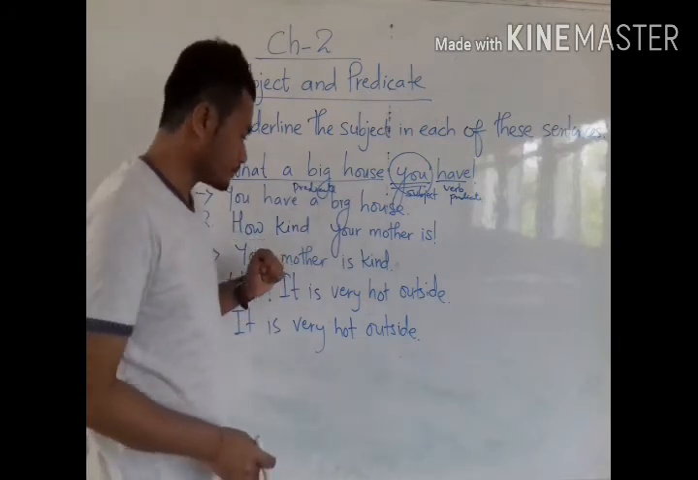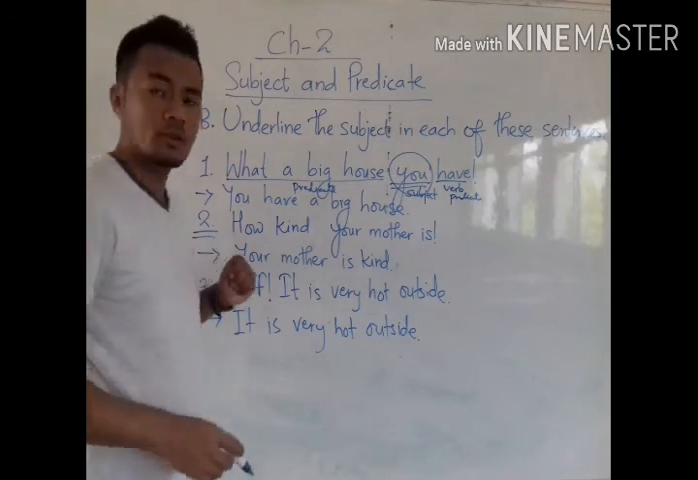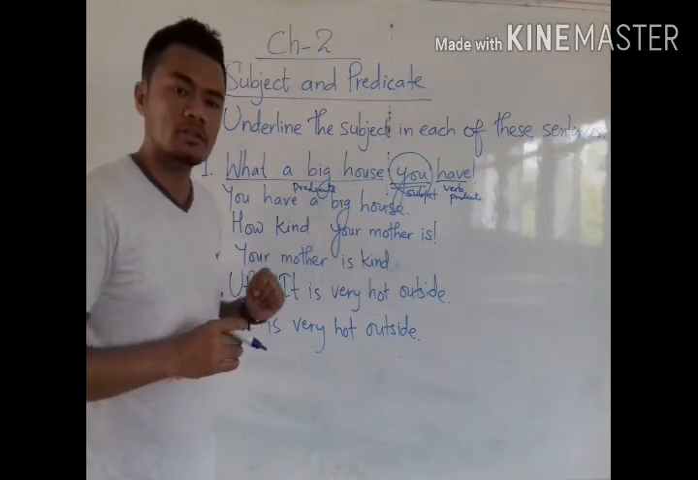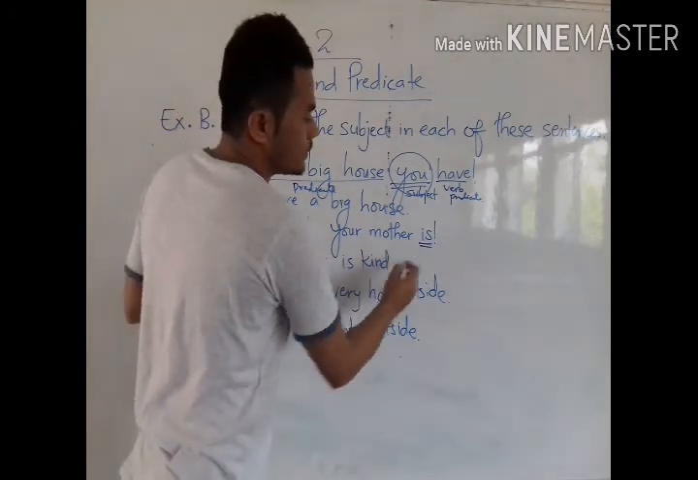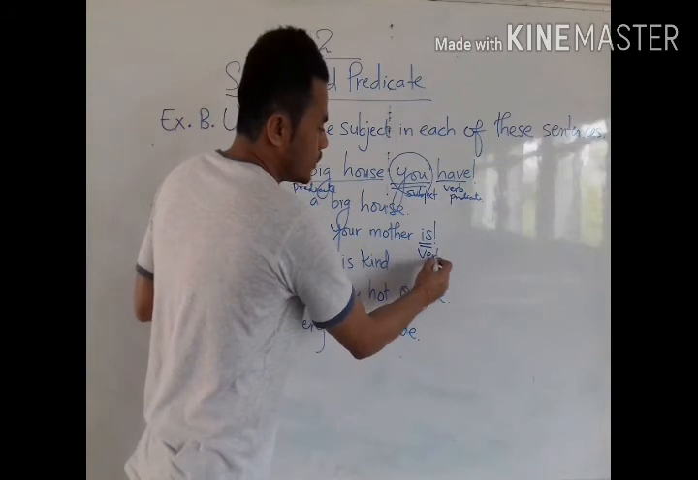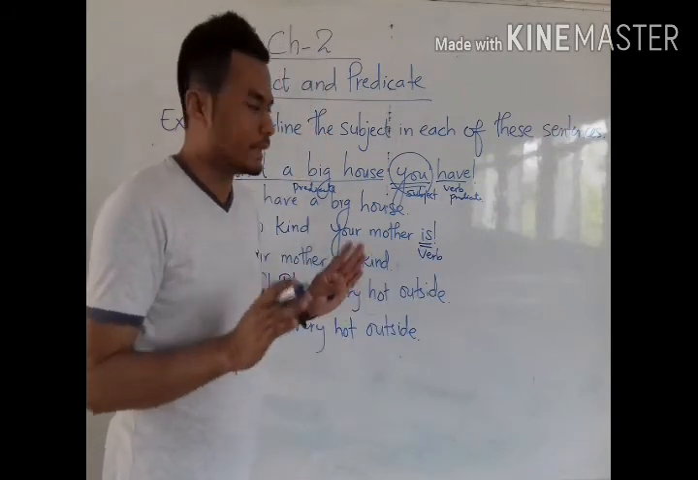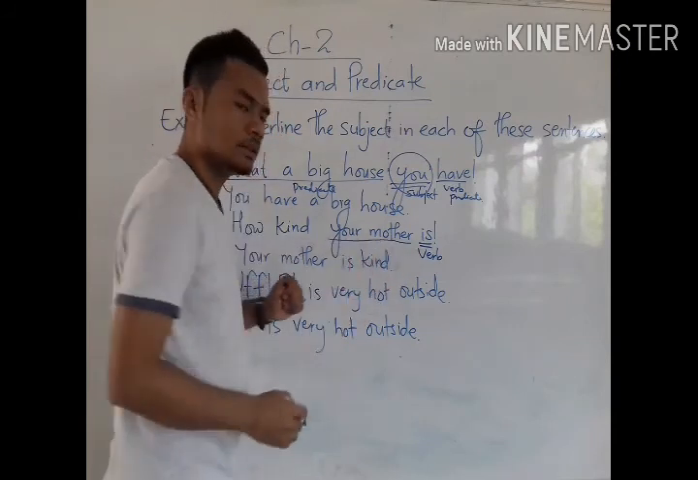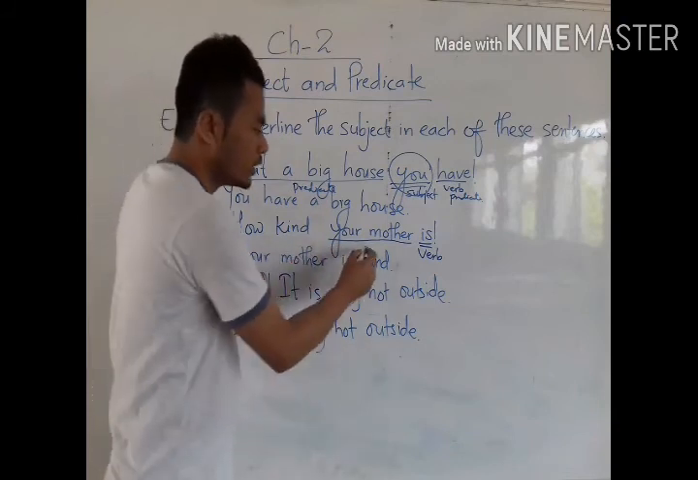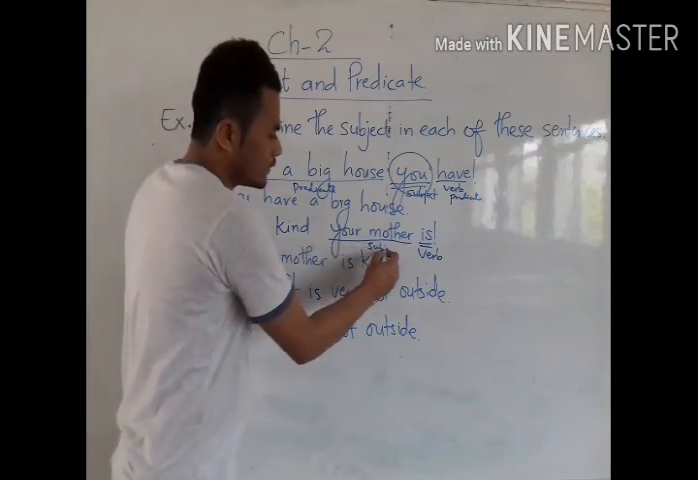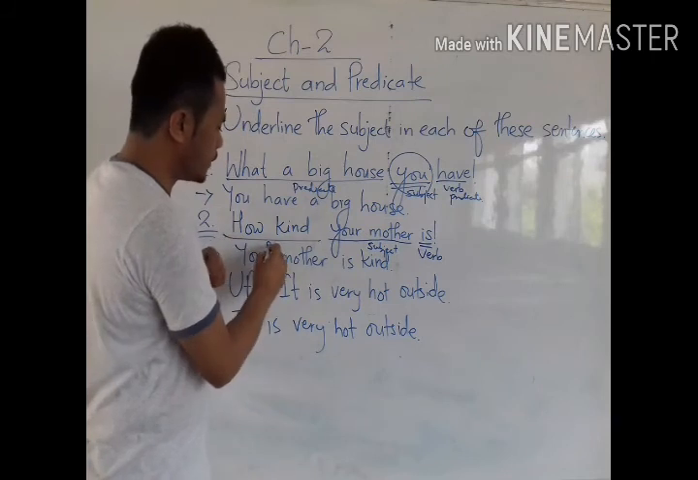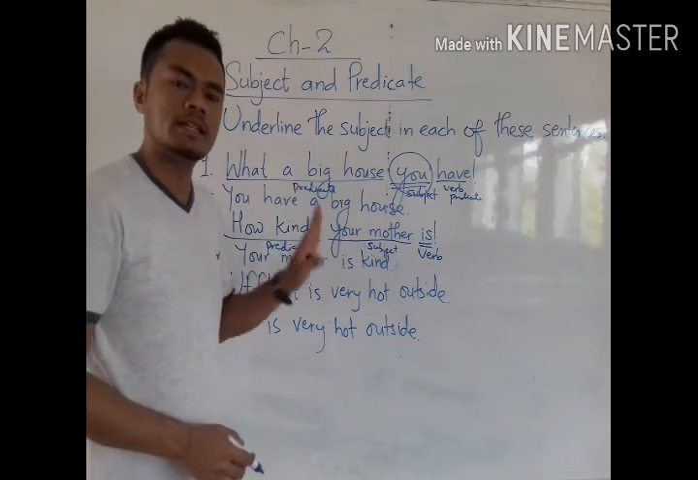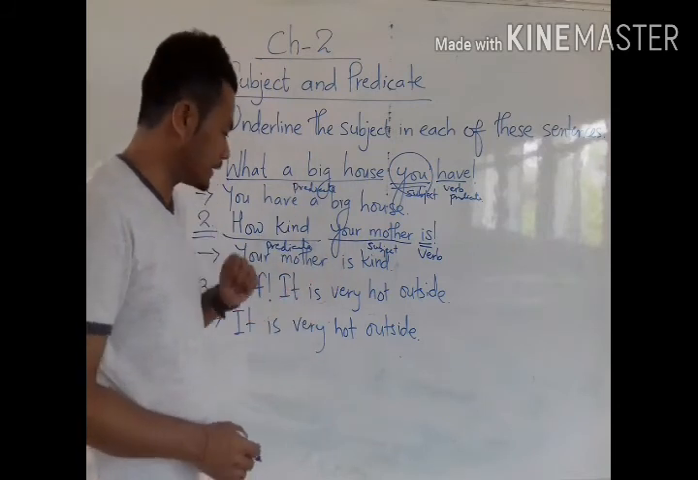Now see again sentence number 2. How kind your mother is. So here also the sentence ends with the verb is. And I have already told you verbs are the main part of the predicate. But before the verb we have a noun here, your mother. So here your mother is the subject. How kind is also part of the predicate because it tells us about the subject.